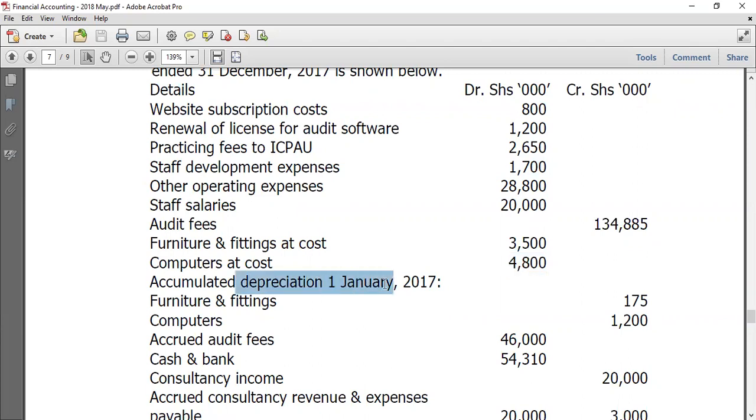Then accumulated depreciation. This one we shall know what they use for it as we proceed. We have accrued audit fees. These are audit fees that at the end of the year, we earned them, but they didn't pay us. You get it? And then we have cash and bank. Of course, that is an asset. Then we have consultancy income on the credit side.